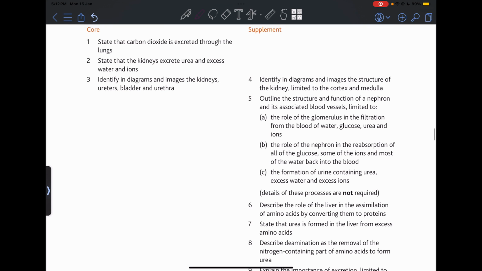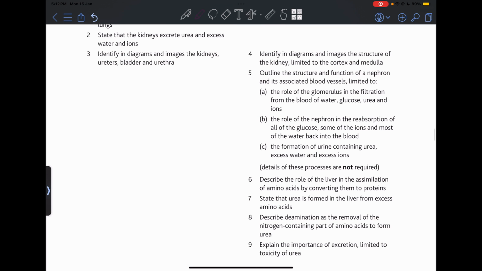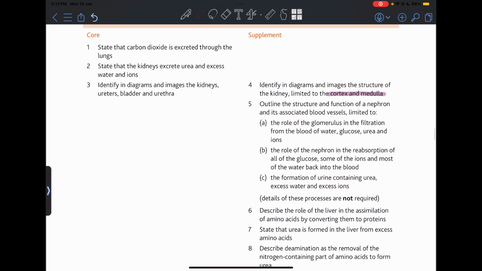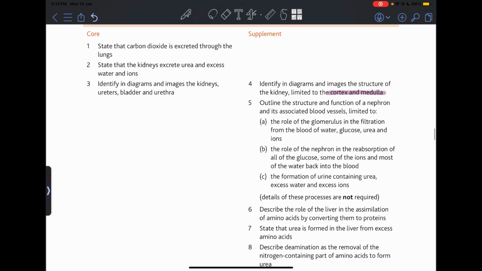Now, for extended students, number 4, identify in diagrams and images the structure of the kidney limited to the cortex and medulla. I have just uploaded a video of May-June 2023 solving paper 2. I have solved a question that is related to this cortex and medulla. You can check it out over there.